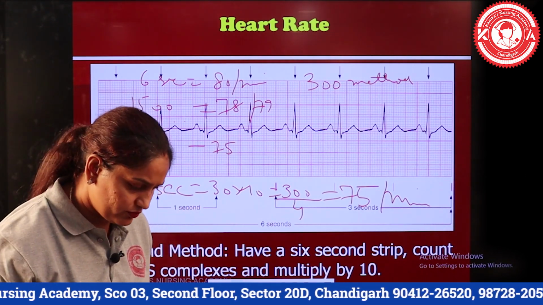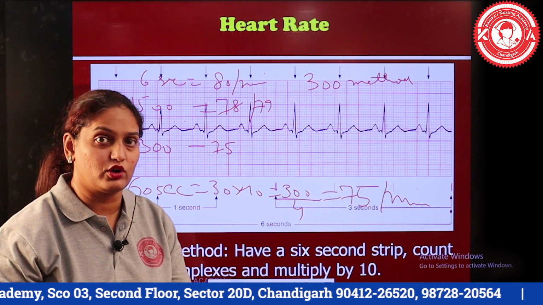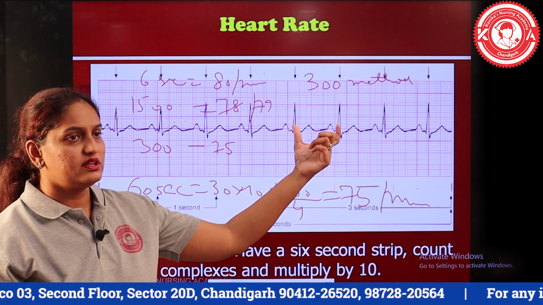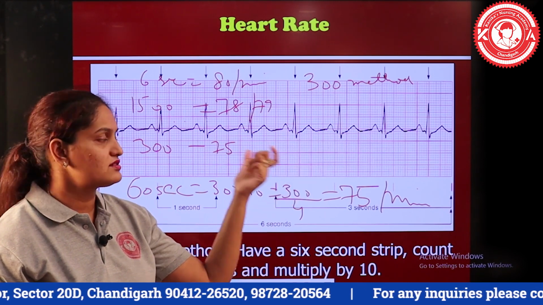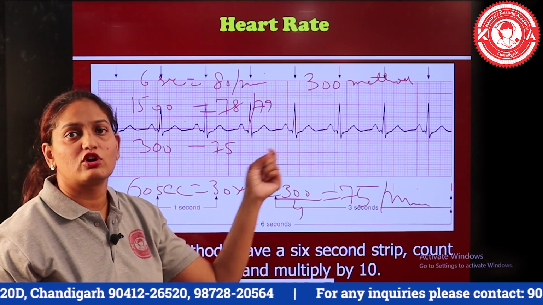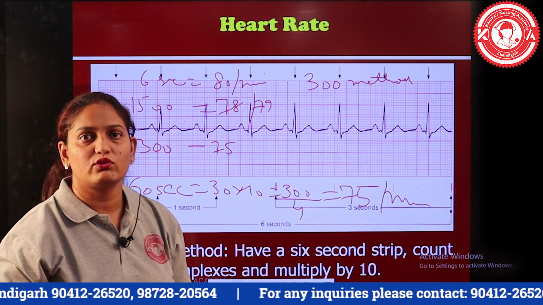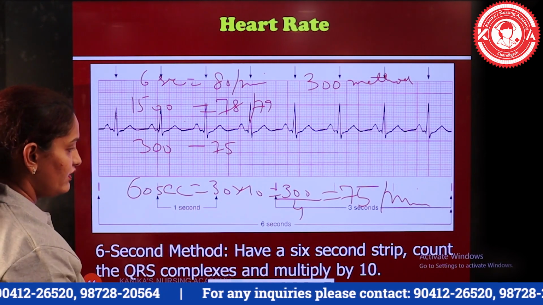And from the competitive point of view, you can get a question that says calculate the heart rate of the patient if the number of QRS complexes is this, by the 300 method or by the 1500 method. So these kinds of questions also come in competitive examinations.